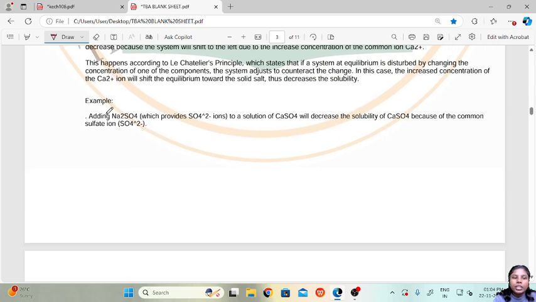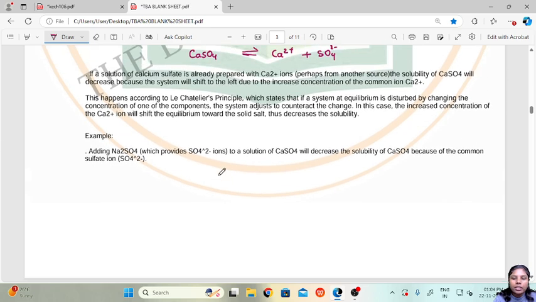Another example would be adding Na2SO4, which also has sulfate ions, to a solution of calcium sulfate. This will decrease the solubility of calcium sulfate because of the common sulfate ions that are present, that is SO4 2-.